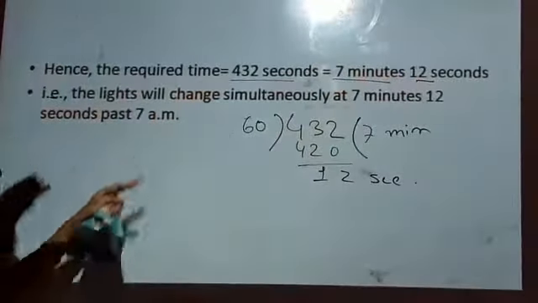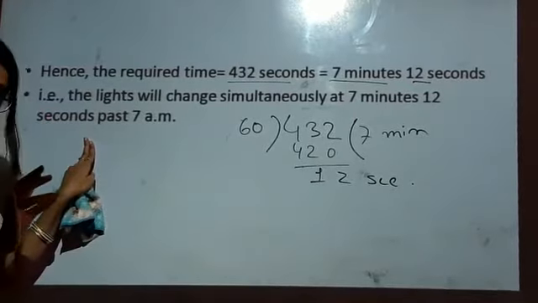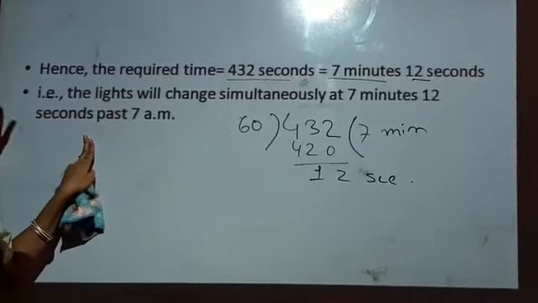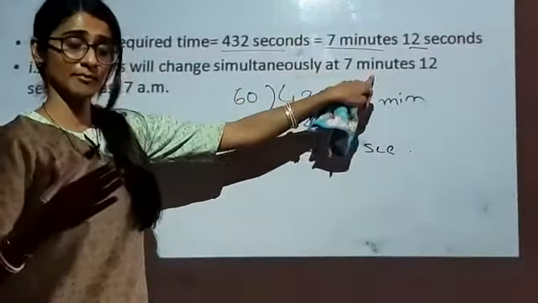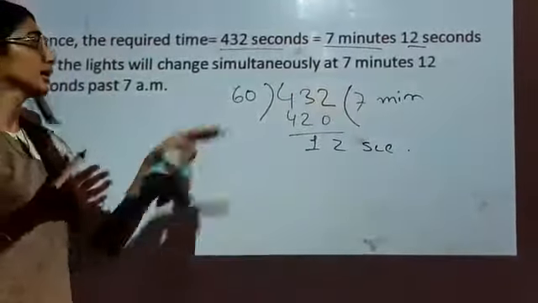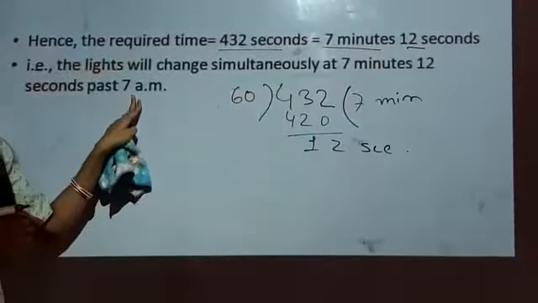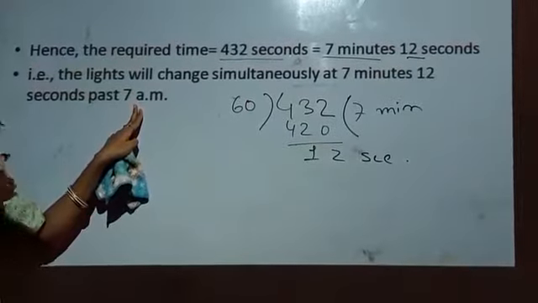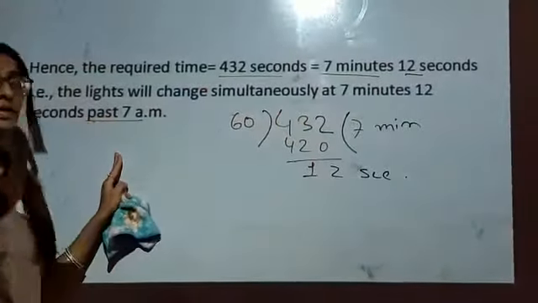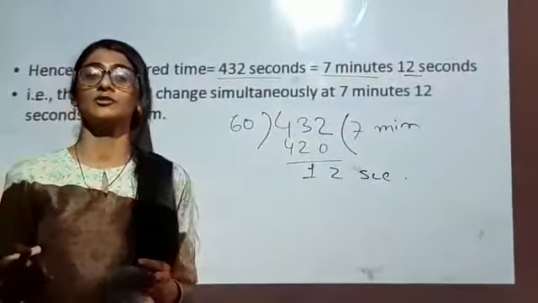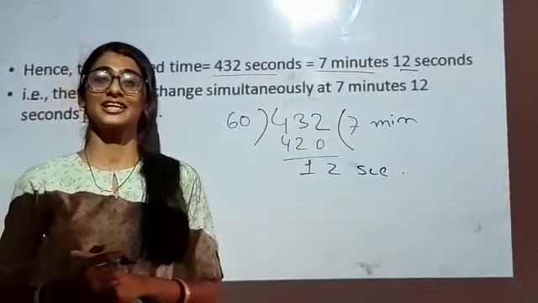So the lights change simultaneously every 7 minutes 12 seconds. The last time they changed was at 7 am. The question asks, after 7 am, when will they change again? So you have to add this time to 7. So after 7 am, obviously they will change simultaneously at 7 minutes 12 seconds past 7. That is, 7 minutes 12 seconds past 7 am, they will change again. So this way you have to find the answer to this type of questions. I hope your doubt is clear now.